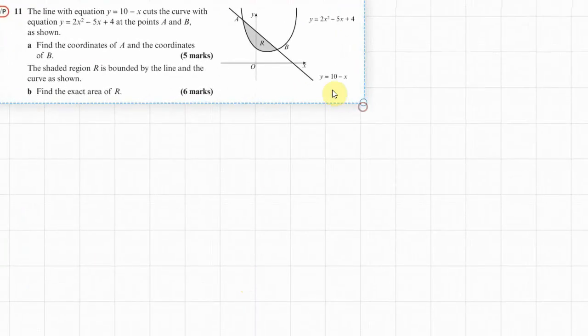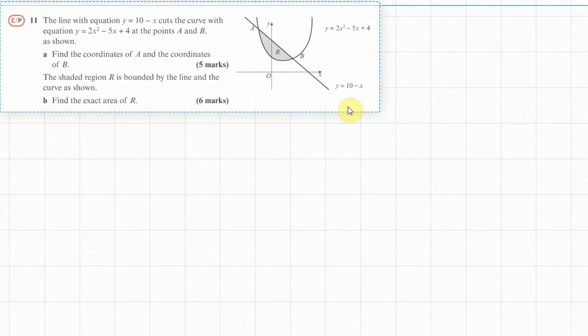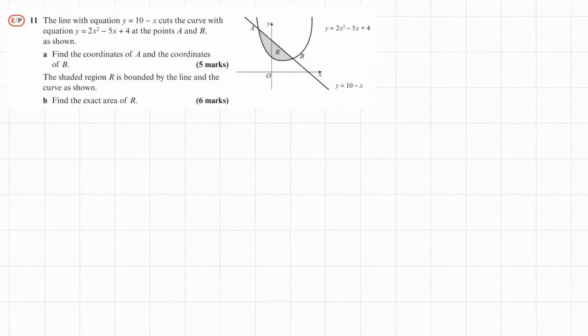And this final question, some exam-hand problem solving, 11 marks this. So if you get this done, you're doing quite well in the test for sure. But this is really, really hard. So find the coordinates of A and B. That is going to be where they intersect. So I'm just going to make them equal to each other. So I'm going to make this equal to this.